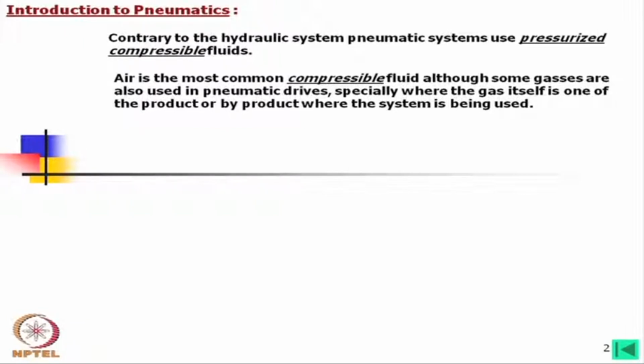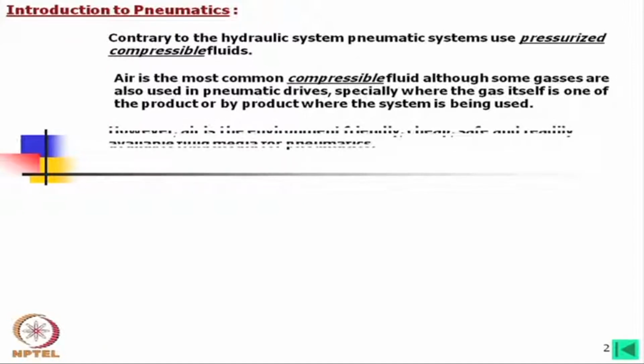Now, although other gases are used, air is the most common compressible fluid. Some gases are also used in pneumatic drives, especially where the gas itself is one of the product or byproduct where the system is being used. However, air is an environment friendly, cheap, safe, readily available fluid media for pneumatic applications.